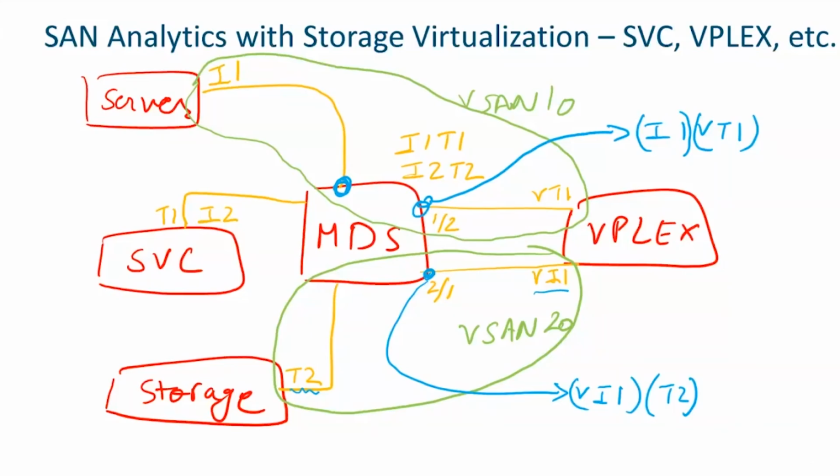Versus SVC, it mirrors the write across another node in the cluster. Hopefully you don't lose all your SVC nodes at the same time. If you do, then you will lose that write. Right.